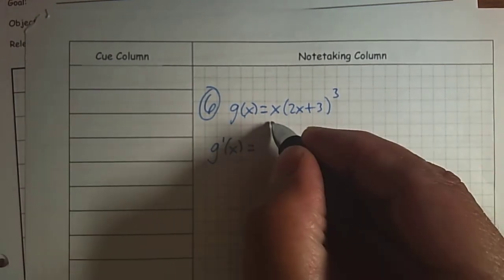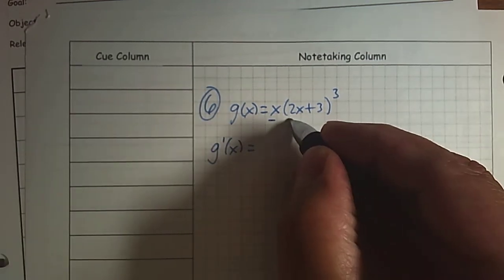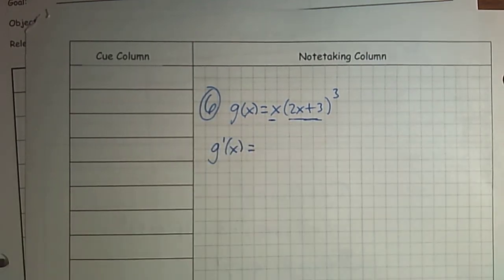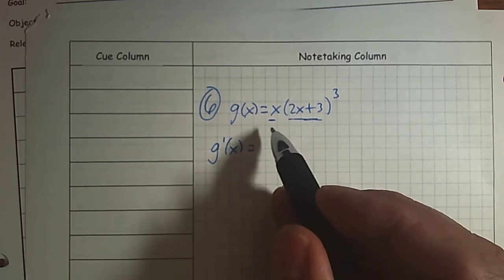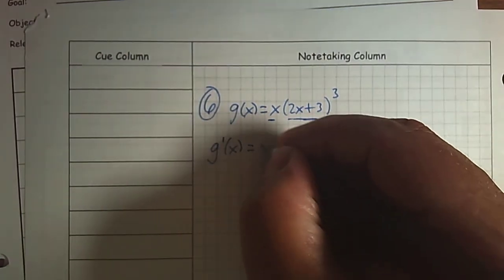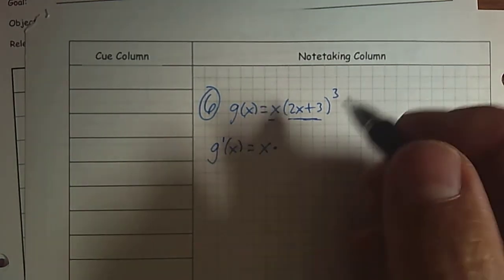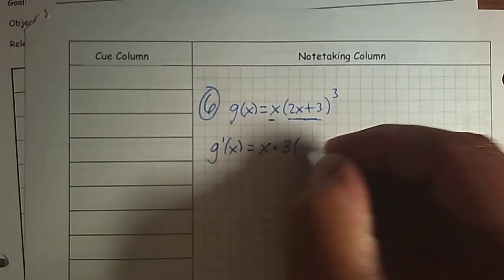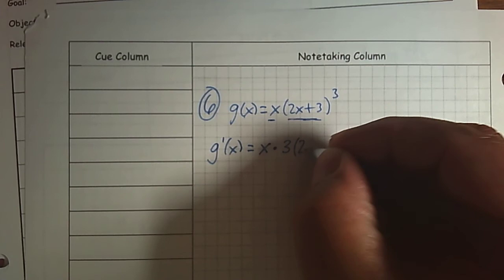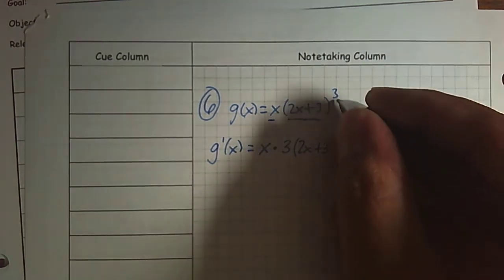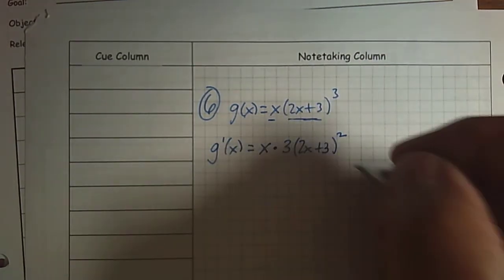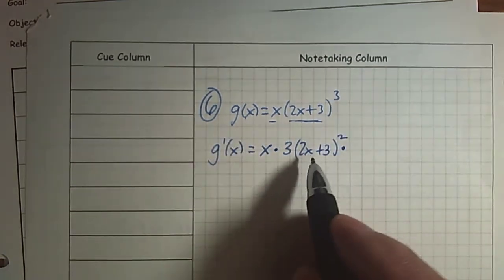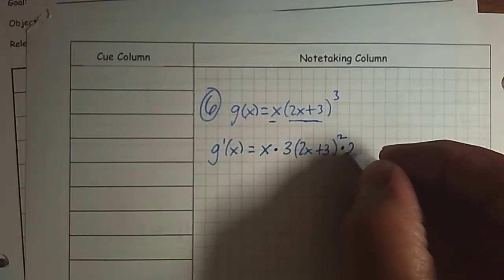So it's actually 2 rules here that I need to follow. So the first is x, and the second is 2x plus 3 to the cube. So we're going to do the product rule first. So first and second. So the product rule is the first times the derivative of the second. So 3 times 1 in front is 3. 2x plus 3. Subtract 1 from the exponent. And then we need the hook or the chain. So the derivative of the base is 2.